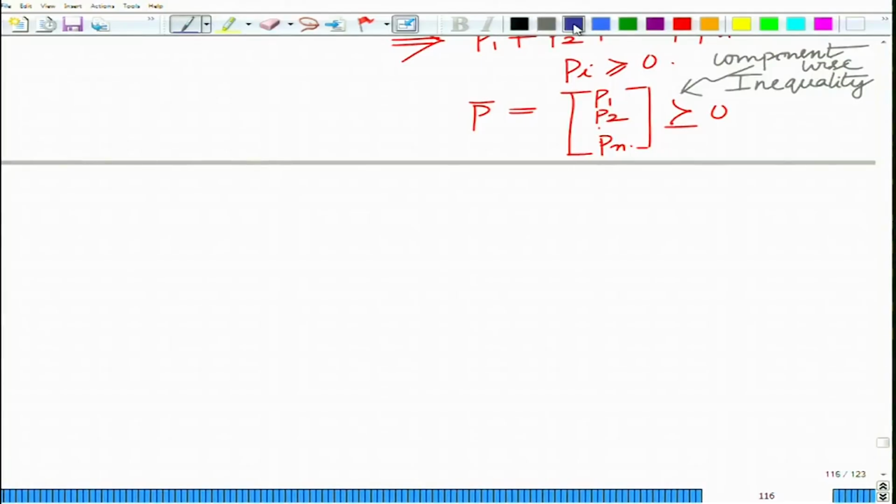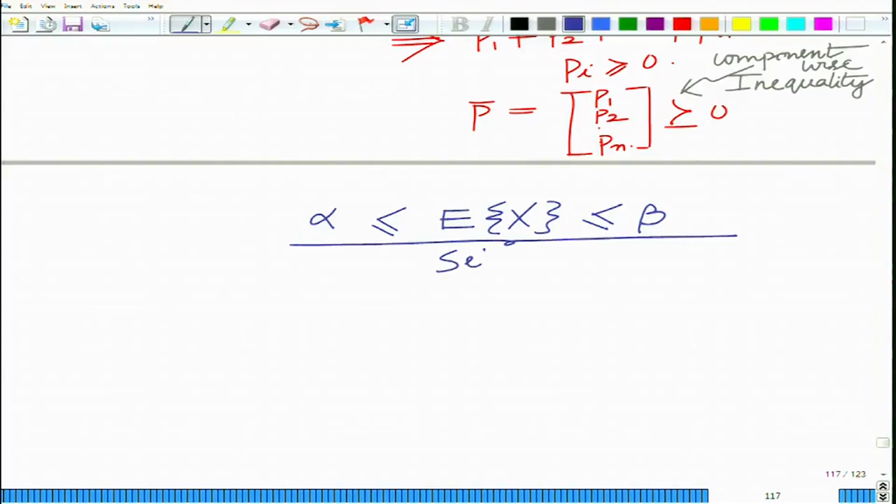Let us look at the first one. Let us look at all the probability vectors p bar such that alpha is less than or equal to the expected value of the random variable x, less than or equal to beta. Is this set convex? We want to ask this question. Is the set of all probabilities p bar such that the expected value of the random variable x lies between alpha and beta convex? Well, that is easy to figure out.